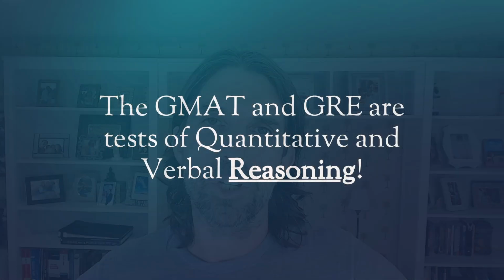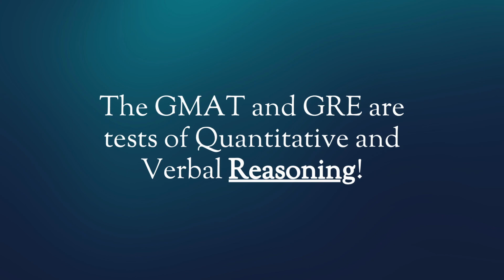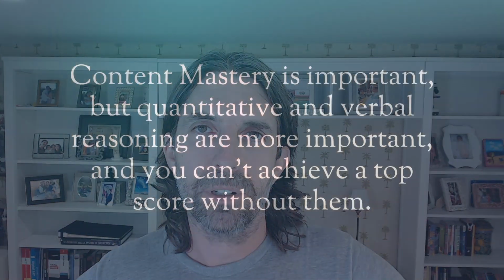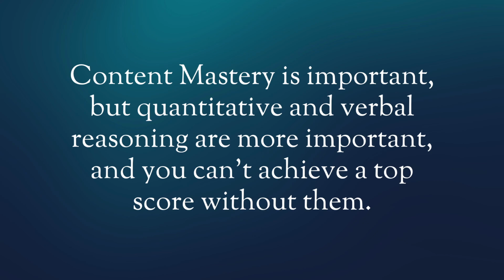So, if you haven't watched those, what is the key to a high GMAT or GRE score? It's understanding that the GMAT and the GRE are tests of quantitative and verbal reasoning with a stress on the word reasoning. I'll repeat something I said in those videos as well. Content mastery is important, but quantitative and verbal reasoning are more important, and you can't achieve a top score without them. So yes, you do need to learn your rules and formulas and things like that. But knowing all that stuff perfectly is not going to get you to a high score. And often you could not know a lot of that stuff and get a top score if you are applying really great quantitative and verbal reasoning.